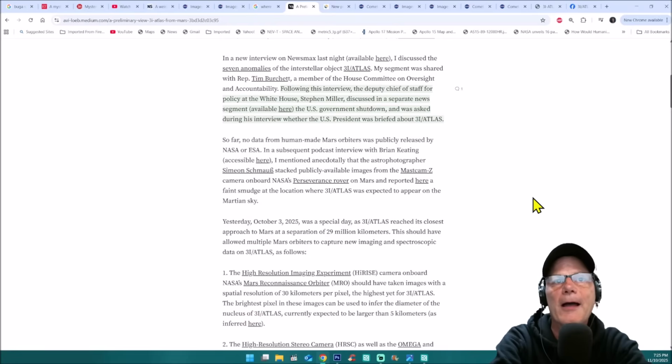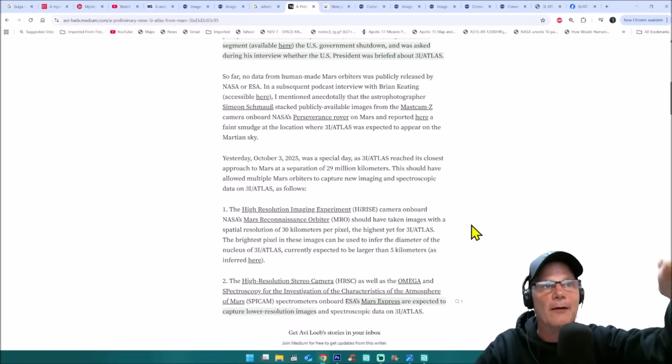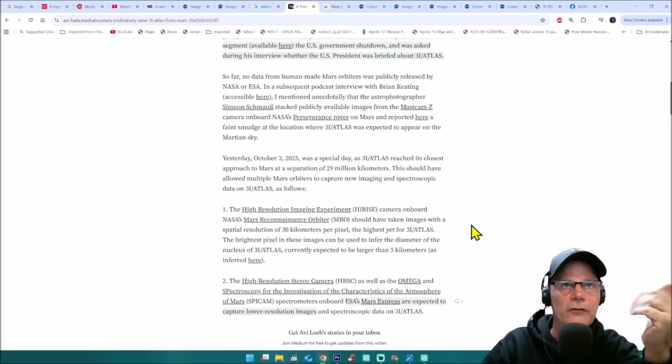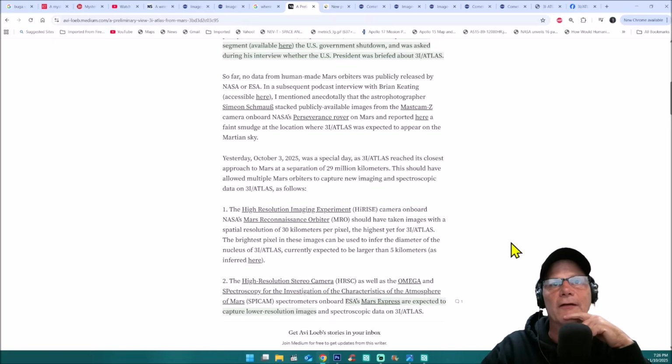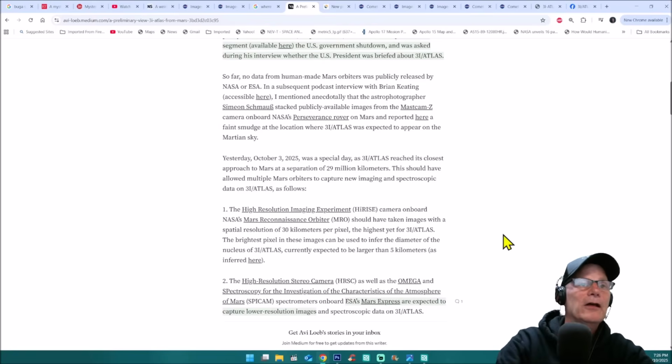Yesterday, October 3rd, 2025, was a special day as 3I Atlas reached its closest approach to Mars at a separation of 29 million kilometers. This should have allowed multiple Mars orbiters to capture new imaging and spectroscopic data on 3I Atlas as follows. And of course, it goes into high resolution, talking about the HiRISE camera on the MRO, the Mars Reconnaissance Orbiter. It says it should have taken images with a spatial resolution of 30 kilometers per pixel, the highest yet for 3I Atlas. The brightest pixel in these images can be used to infer the diameter of the nucleus of 3I Atlas, currently expected to be larger than 5 kilometers.